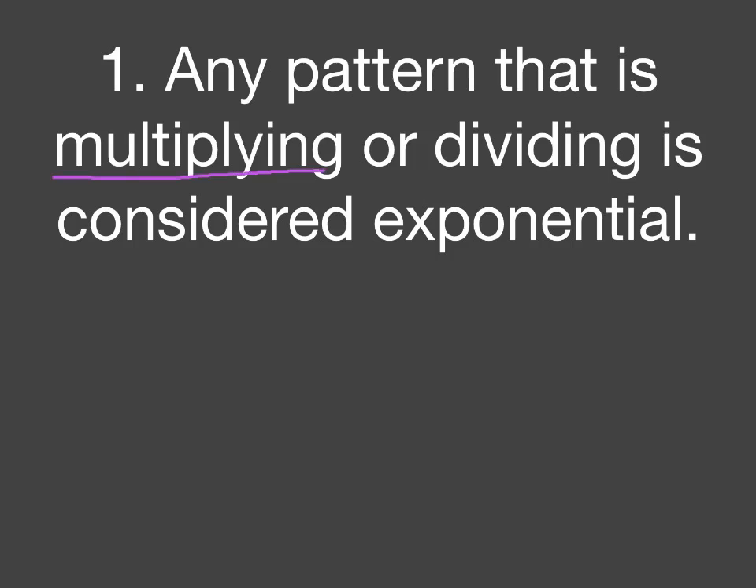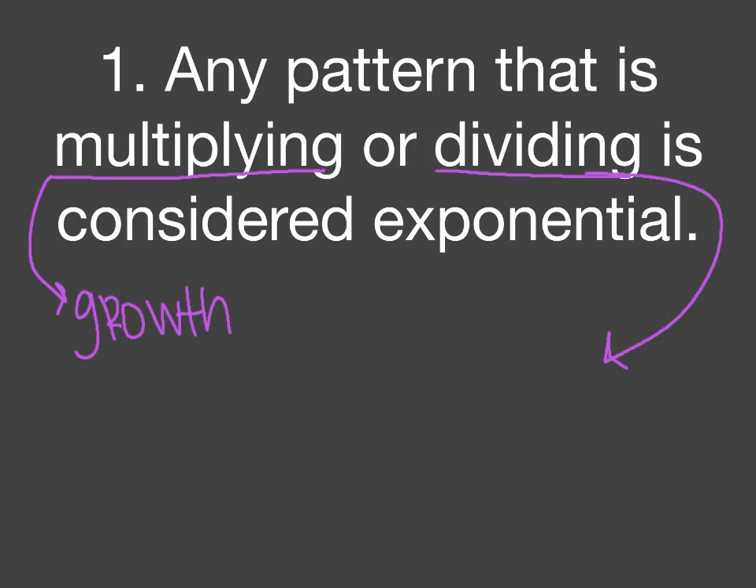If there's a pattern of multiplying, what that means is you'll start with a number and then maybe you go times 2, times 2, times 2, times 2 every single time. And if the pattern is multiplying, this is considered a growth exponential function. Now, if the pattern is dividing, such as divided by 3, divided by 4, that is called a decay function.